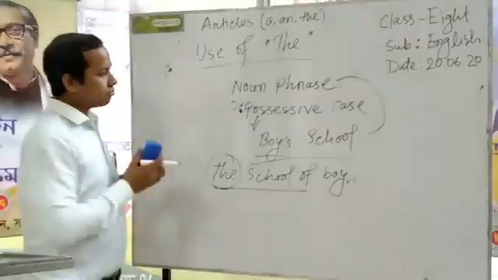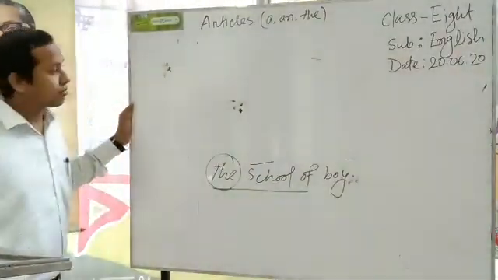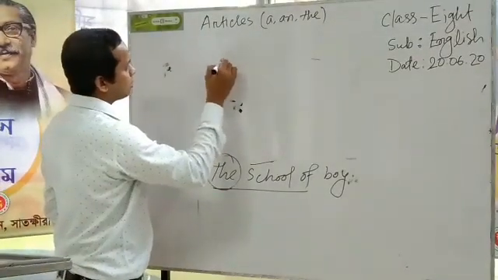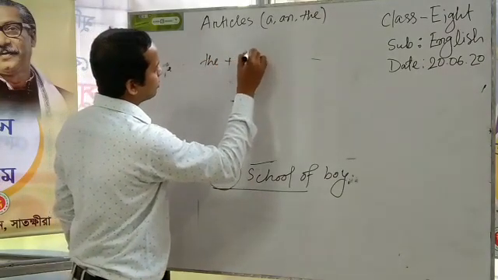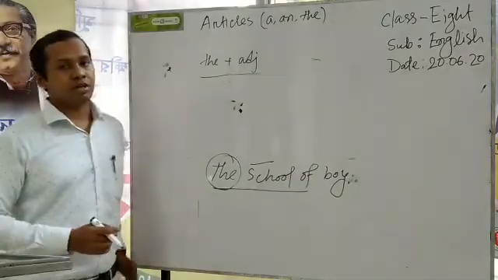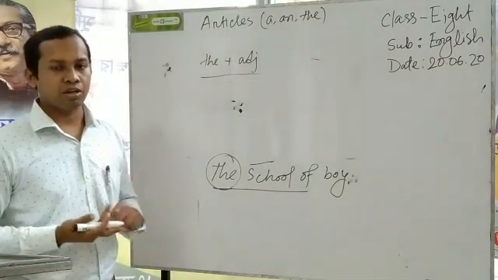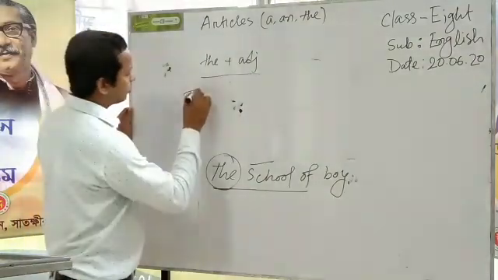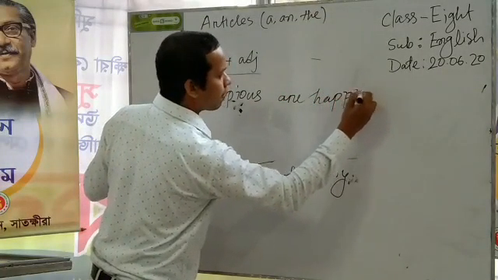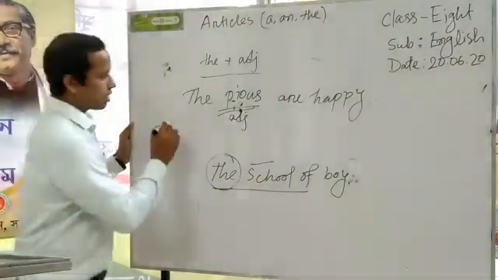In the same way, if we have two words side by side, like first one is the and an adjective. In case of using an article with a plural, or making a plural, we use this term. But when we use an adjective as a plural noun, then we use the. Like, the pious are happy. So here the pious is an adjective, but with the before the adjective it has become plural.